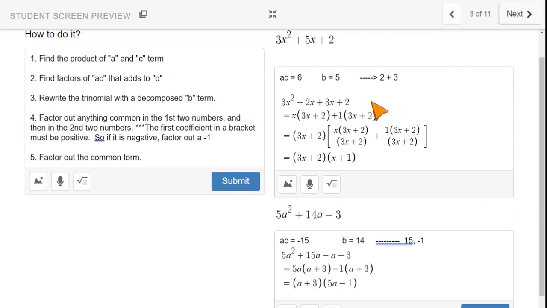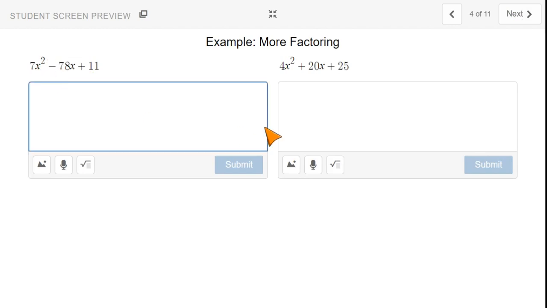I'm going to do a few more examples here. Factors of AC, that's positive 77. B is a negative 78. Because this is a positive C term, I know that I need to have two negative factors that can add to negative 78. So two negative factors, negative 77 and a negative 1. Let's rewrite it: 7x squared minus 77x minus 1x plus 11.